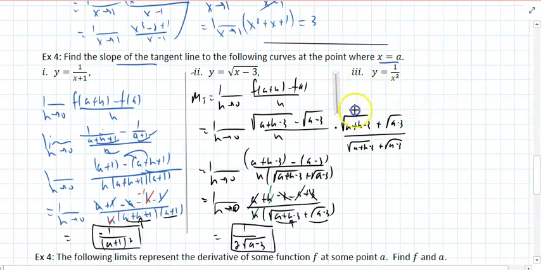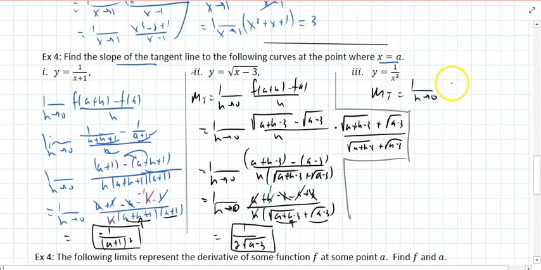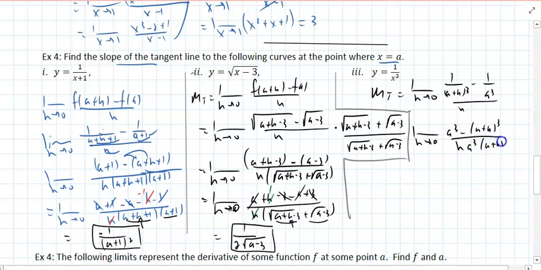And if you go for the last piece, the slope of the tangent is the limit as h approaches 0 of f of a plus h, that's 1 over a plus h cubed, minus 1 over a cubed, over h. That is the limit as h approaches 0 of a cubed minus a plus h cubed over h times a cubed times a plus h cubed.